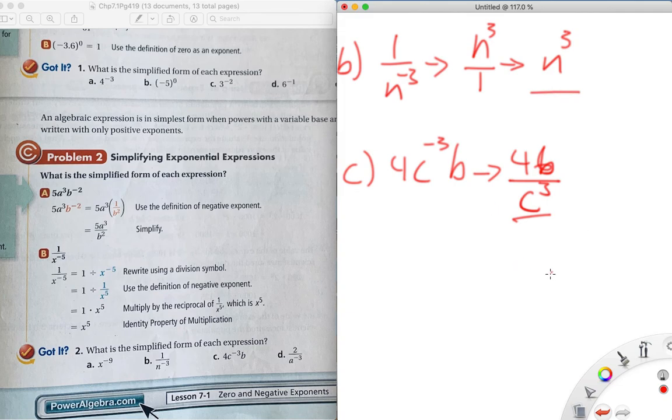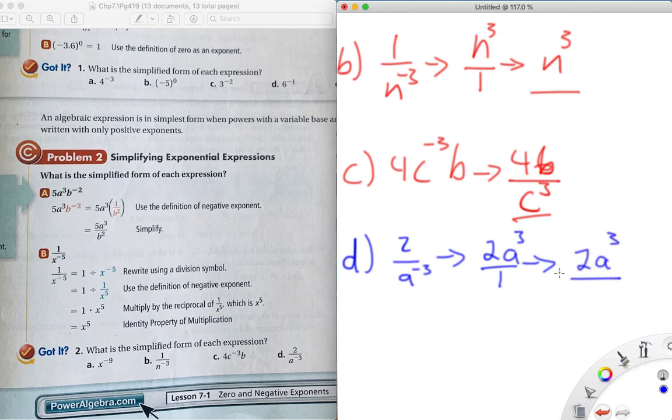And then for D, we have 2 over a to the negative 3. Again, this 2 has no negative exponent by it at all, so this 2 stays in the numerator. The a has a negative 3 in the denominator, so that means that this is going to flip up and go into the numerator. So this is going to be a to the third power over 1. So it's going to be 2a cubed.